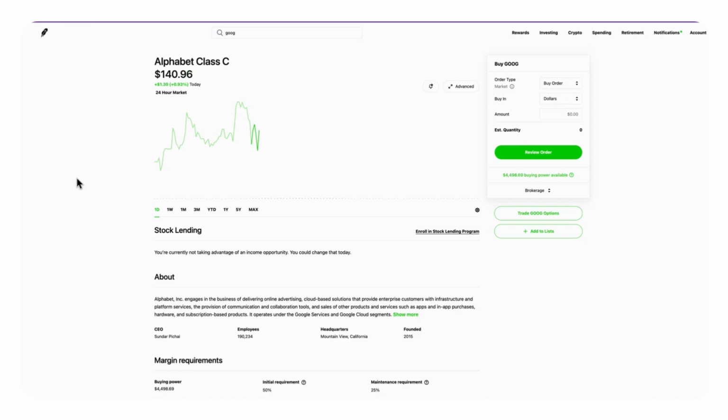So with that being said, guys, we have Alphabet Class C. There are two types of stocks for Google. They have a C and an A. The main difference is just voting rights. But as you guys can see, the price is changing here in real time.